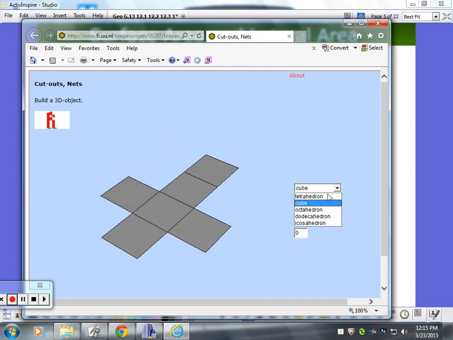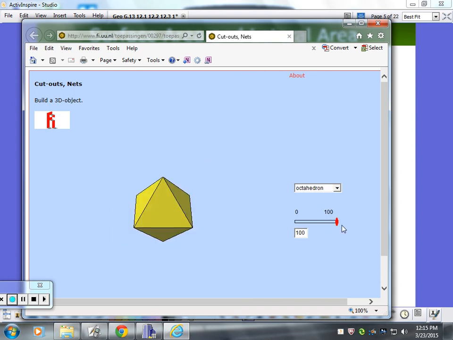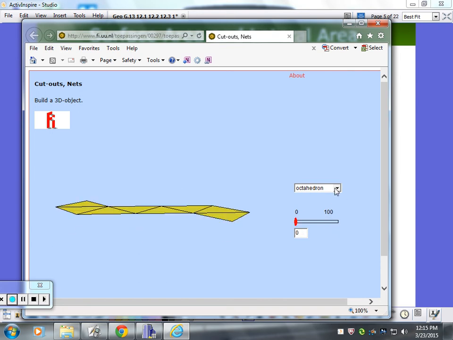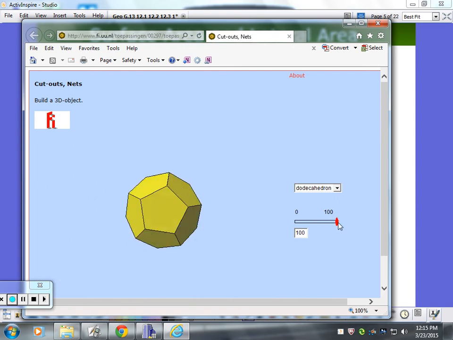We can get this octahedron. I mean, it's eight, right? So what's going on here? We can turn this around. We have a, what is that thing? That is a dodecahedron. Oh, so you have 12 of these things. It's almost a soccer ball. Almost, not quite. This would be hard to play soccer with this thing.